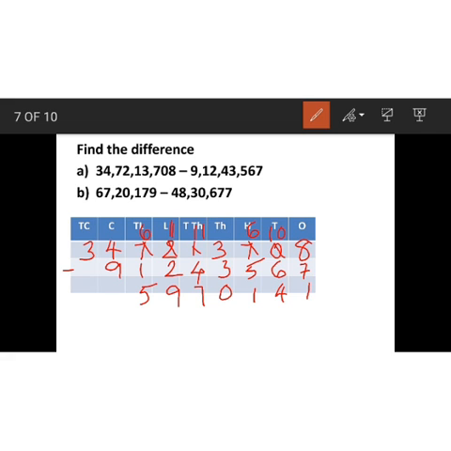4 minus 9. Again here also we have to borrow from here. It will be 2 here and 14 here. 14 minus 9, it will be 5. We have to write the 2 here. So we got the answer as 25 crore 59 lakh 70,141. This will be our difference.